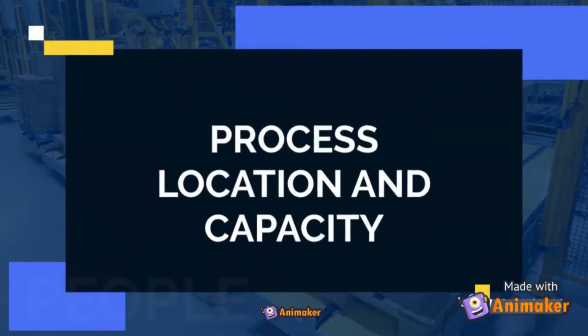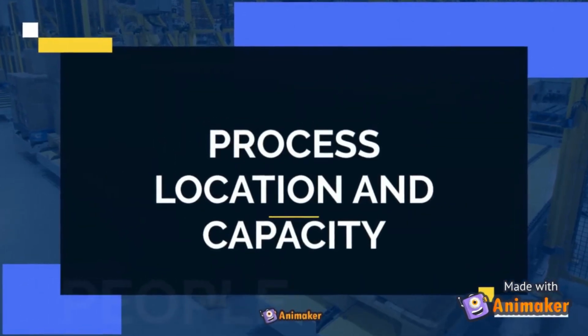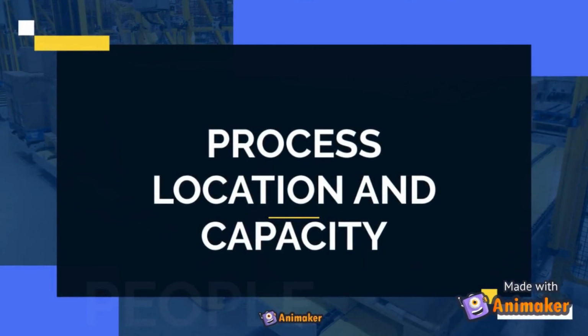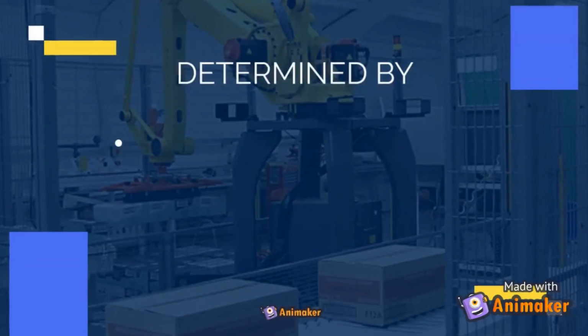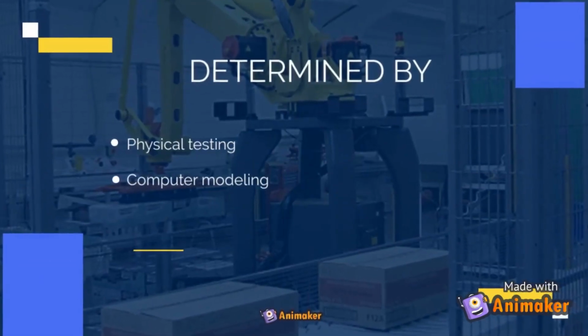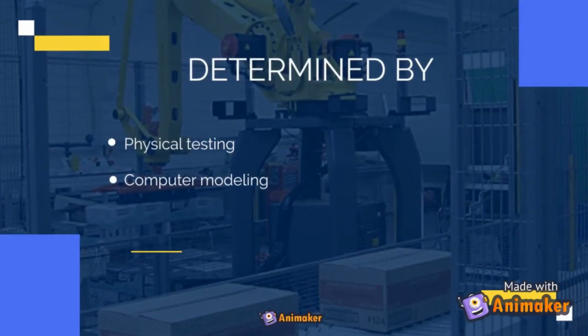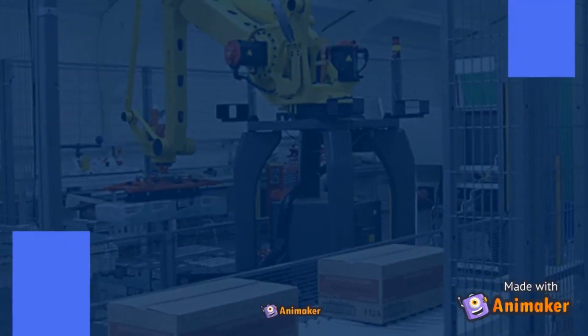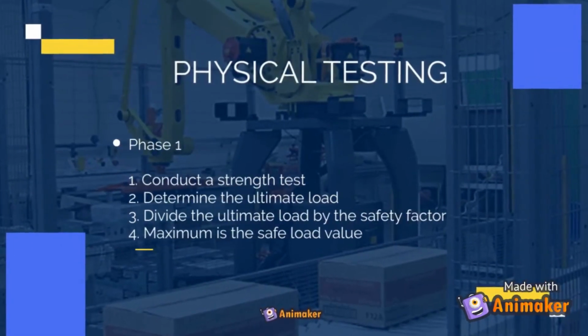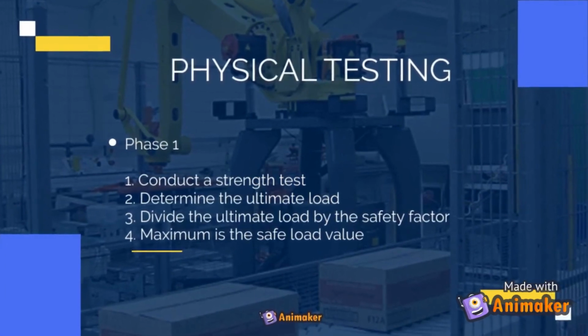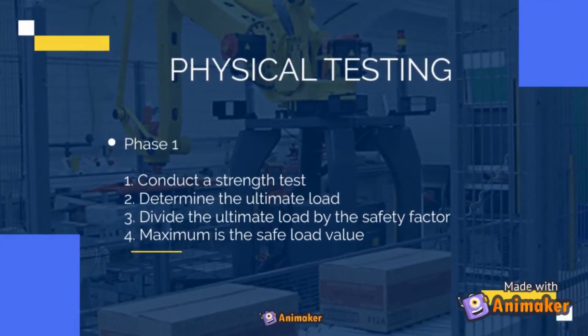Here comes the last part, which is process location and capacity. The capacity is determined by physical testing and computer modeling. This is one of the examples of physical testing, which consists of two phases, safety and functionality. Phase 1, conduct a strength test, determine the ultimate load, divide the ultimate load by the safety factor, and the result is the maximum safe load value.